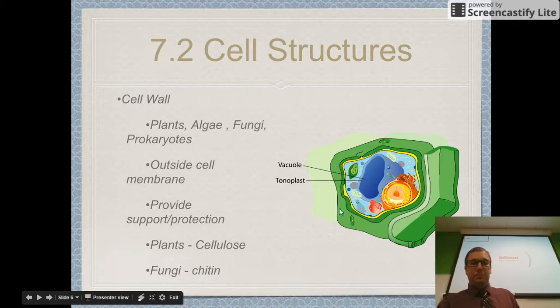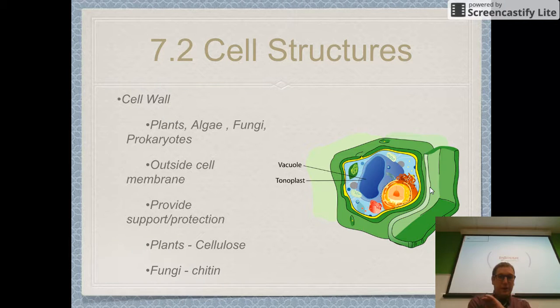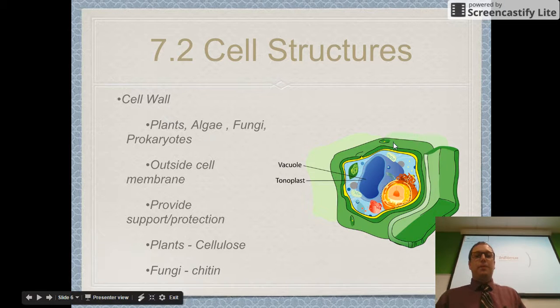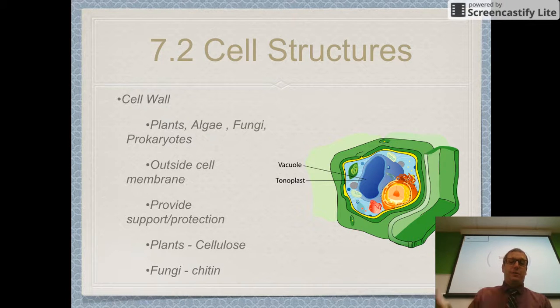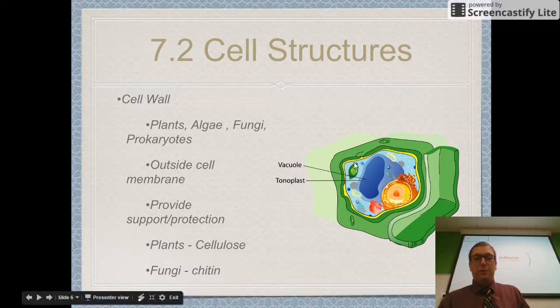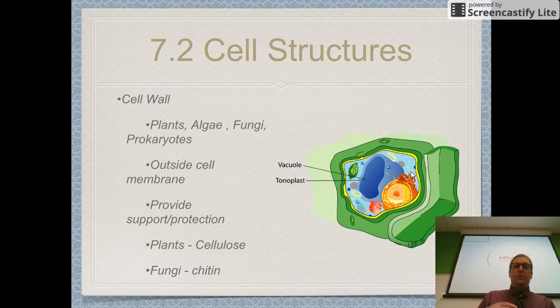Cell wall is outside the membrane, so it's this green part out here. It provides support and protection. It does not control what goes in. Right? Anything small enough will go through. I guess if it's large enough, it'll control it. But basically, it lets whatever's small enough through. It is outside the cell membrane, so right here, even if you have a cell wall, you also have a cell membrane, which we'll talk about in a bit.